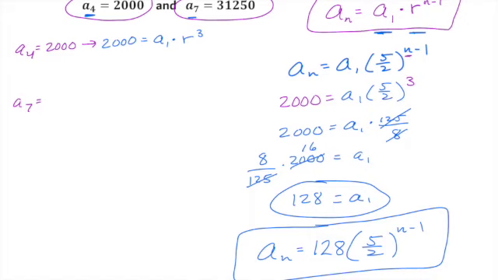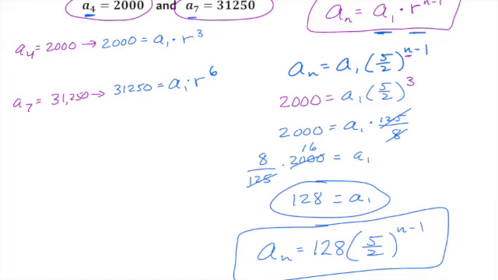So a sub 7 is 31,250. And you go back to your original format, you plug that in, so you're setting it equal to 31,250. That will be that same first term times that same r value, but in this case, when you plug in 7 for n, you get 6 as that exponent, right? Okay, so now you have two equations with the same two variables, and it's just a little system of equations here.